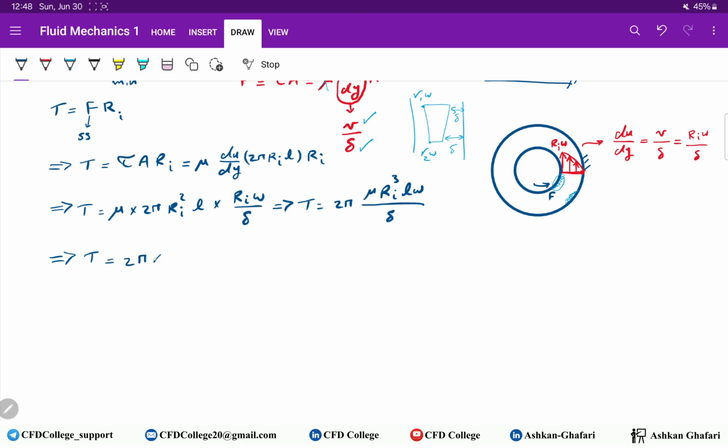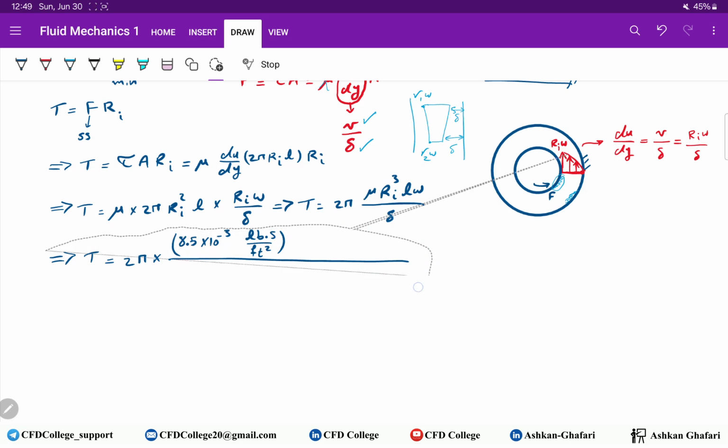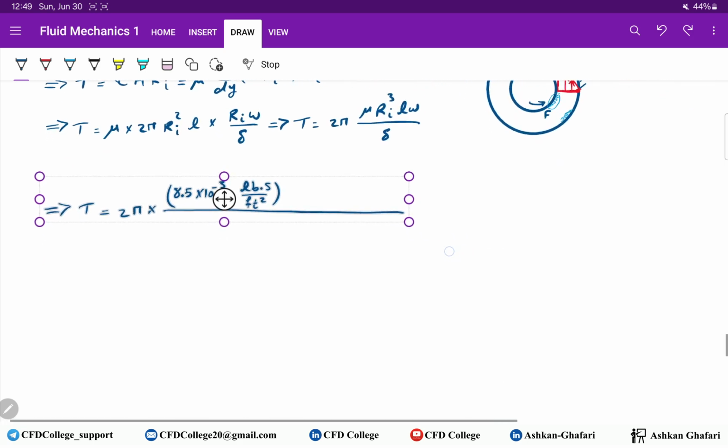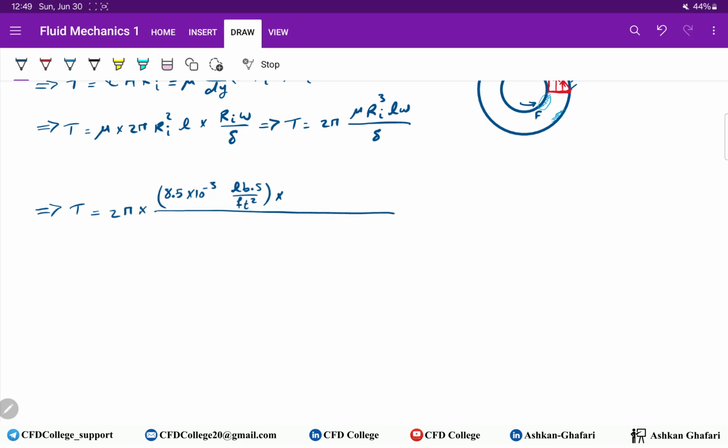2 pi, mu is 8.5 times 10 to the power minus 3 pounds per second per feet square. So this is mu. The radius is 3 inches. We should divide it by 12 because we need feet. Don't forget that. So 2 pi, viscosity, Ri to the power 3.